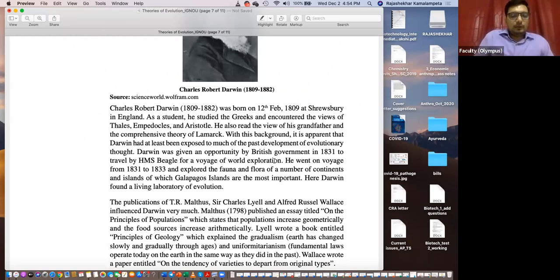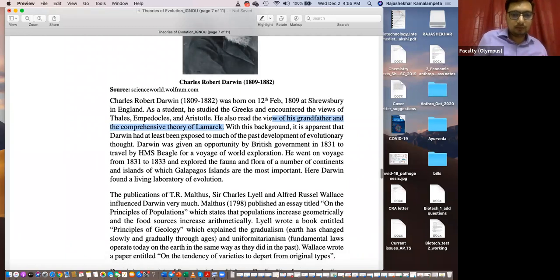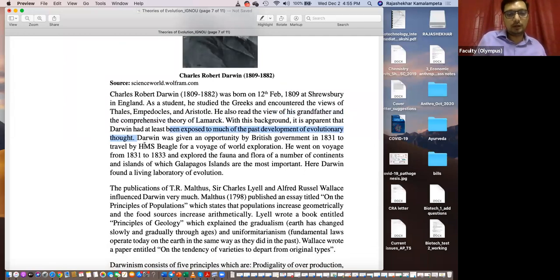Okay, so he's from the 19th century, 1802 to 1888, born in England, and he had been influenced by many people. Like we're talking about Greek theories, including Aristotle's theory, he was aware of, and he also read the views of his grandfather, and the comprehensive theory of Lamarckism. So he was already informed about these theories and could figure out their shortcomings. With his background and the exposure that he got, he was probably better fit to bring up this idea because he continued his interest in research. And mainly this happened because of his voyage on HMS Beagle.